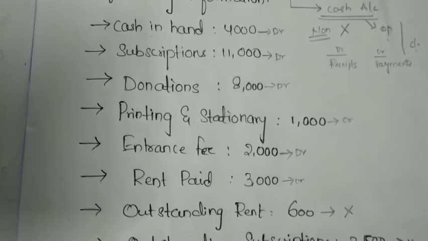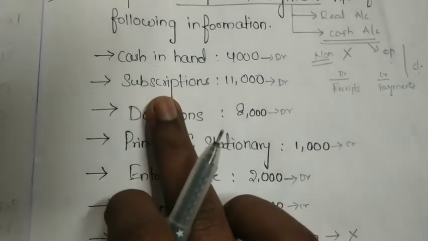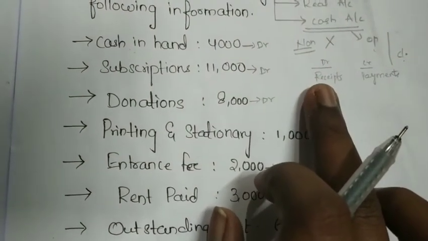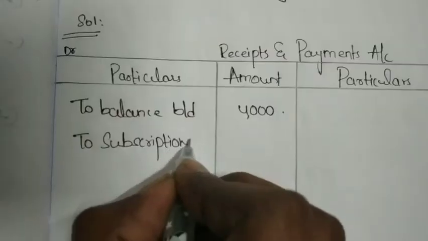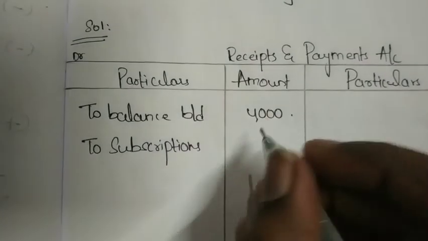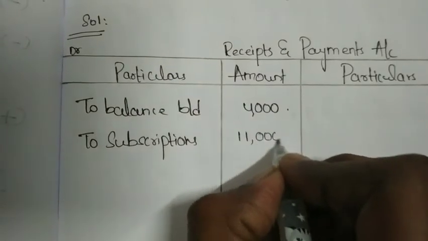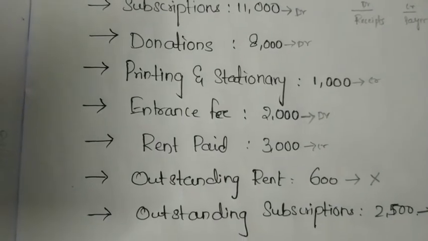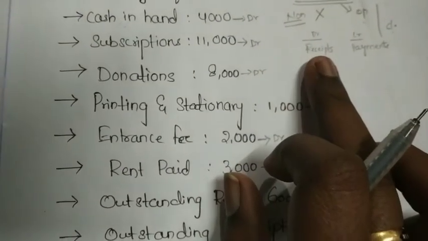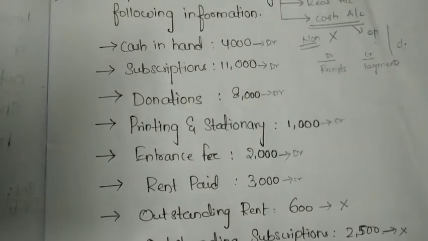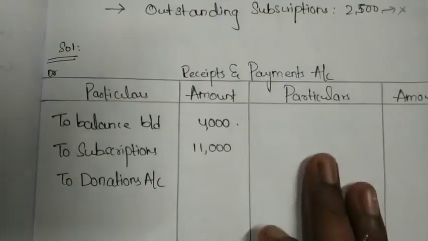And see the question, the next thing, subscriptions. I said subscription is an income. That means it is a receipt. What we have to do, debit the receipts. Take the amount on the debit side. So to subscriptions, what is the amount? 11,000. And see the question, what is the next point? Donations. Donations, I said it is an income. So whatever receipts we are getting, we have to debit. So debit to donations account. So to donations account, see the question, what is the amount? 8,000. So debit 8,000.